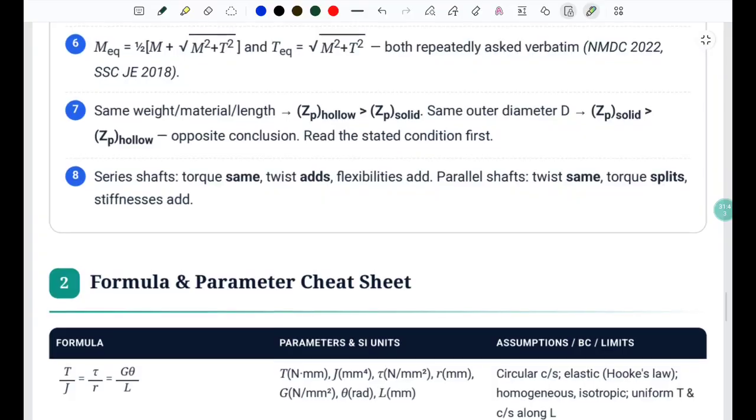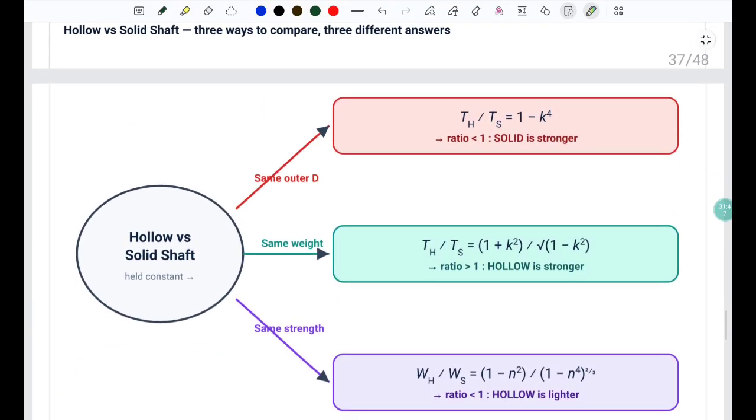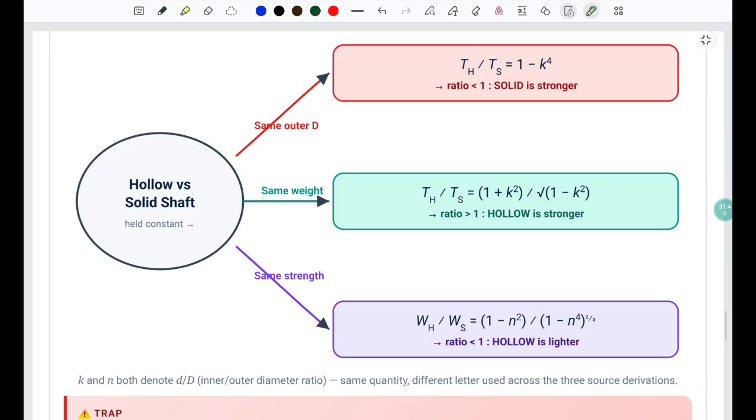And this is what we have in this revision. As you can see, comparing hollow versus solid shaft for same outer diameter, the T hollow over T solid is 1 minus K to the power 4, and this ratio is less than 1, that is for same outer diameter solid is stronger. For the same weight, T hollow by Ts is given by 1 plus k square over root under 1 minus k square, and this is greater than 1. Therefore, for same weight, torsion carrying capacity of hollow is more.